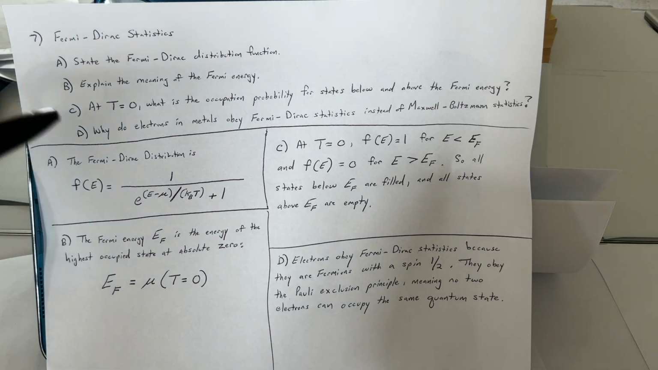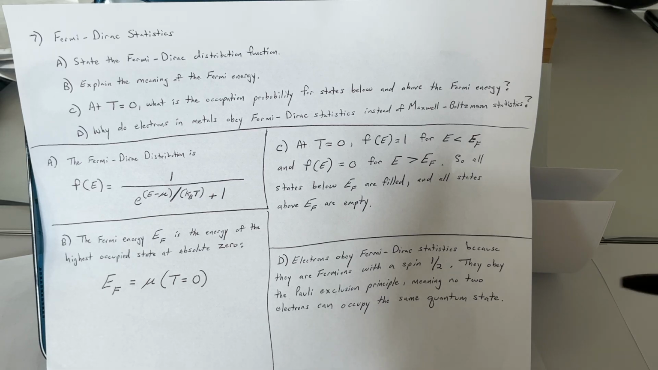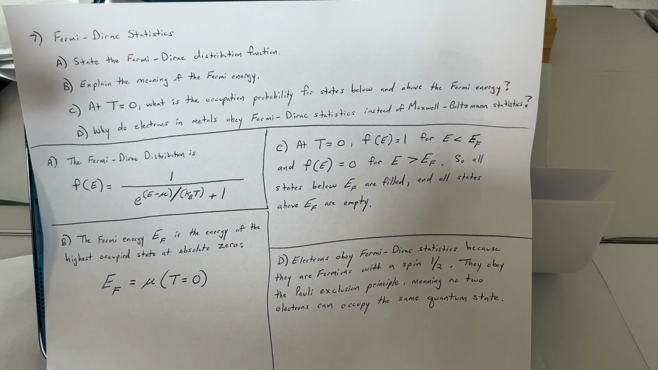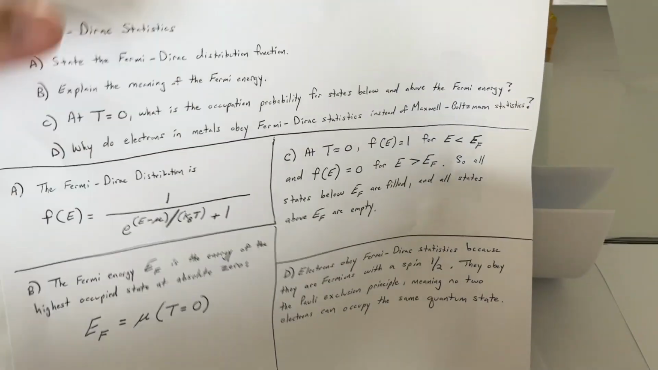Letter D. Why do electrons in metals obey Fermi-Dirac statistics instead of Maxwell-Boltzmann statistics? For part D, electrons obey Fermi-Dirac statistics because they are fermions with spin 1/2. They obey the Pauli exclusion principle, meaning no two electrons can occupy the same quantum state. That's from notes and textbooks.